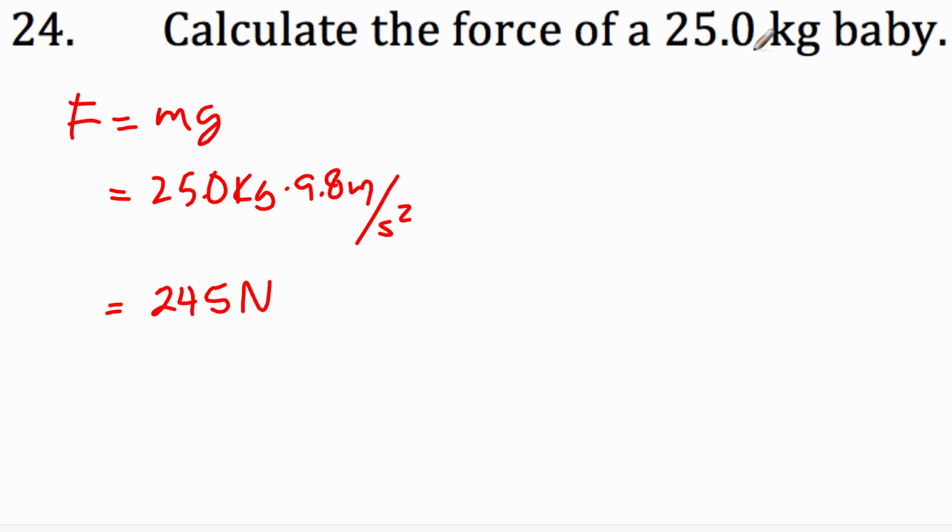Sig figs, 3 sig figs. Gravity's 2, so I have to round this to 2. So 2 is good. The next one, the one after is 5 or greater, so this has to go up to a 5, and that gets put to a 0. Okay, so is it closer to 240 or 250? We always say if it's 5 that you round up.